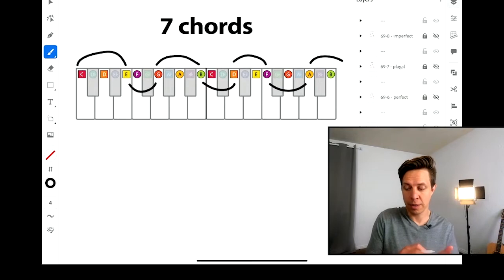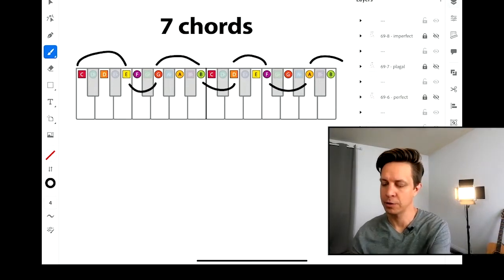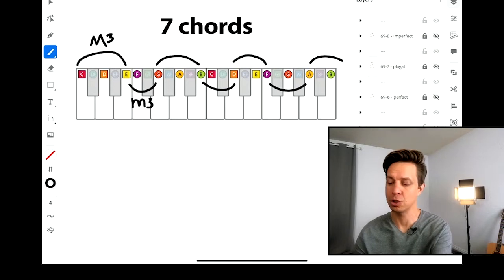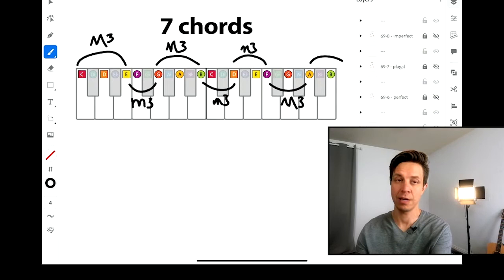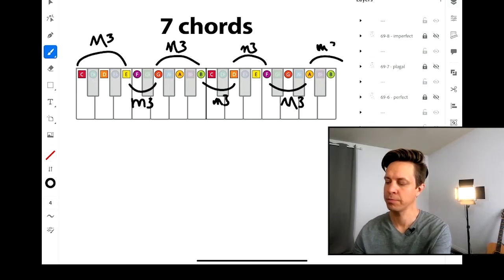This is the underlying pattern of tertian intervals. The first interval is a major third. Then we have a minor third between E and G. From G to B is a major third. B to D is a minor third. D to F is a minor third. F to A is a major third. And then A to C is a minor third.